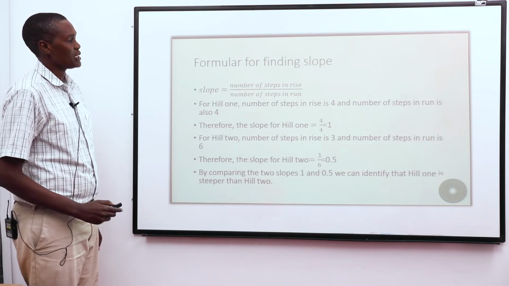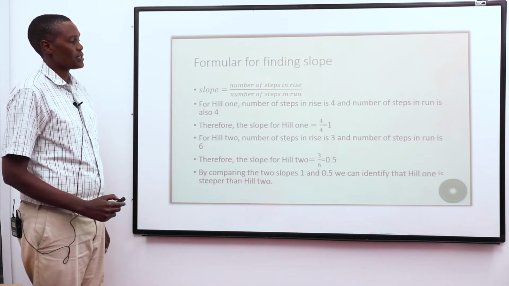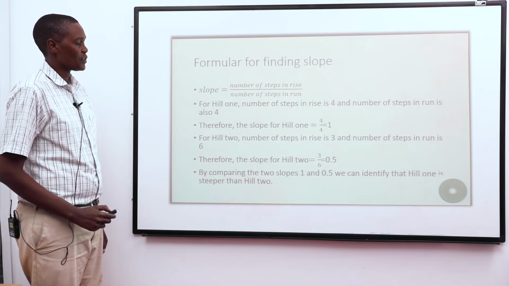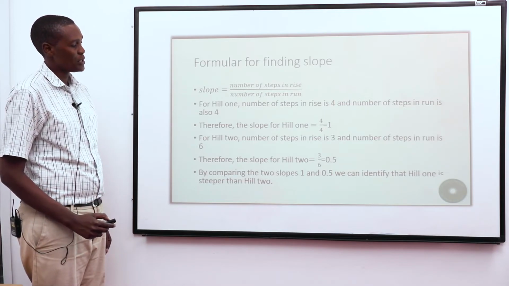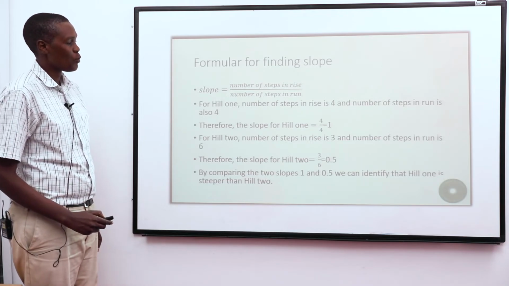If we want to calculate the slope, we divide the number of steps in rise by the number of steps in run. So for hill 1, that is 4 divided by 4, which equals 1. So 1 is the slope of hill 1.